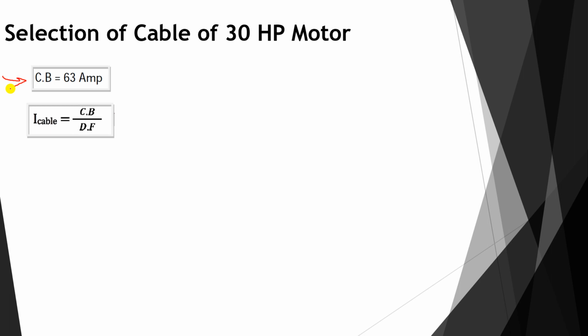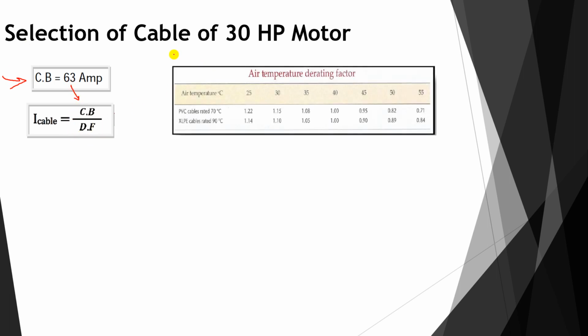If you remember, as we discussed in the previous lessons, the current of the cable, I cable, is equal to the value of the circuit breaker divided by the derating factor. Okay, so the circuit breaker current is 63 ampere. What about the derating factor of the cable? So we have to know the conditions of this cable.